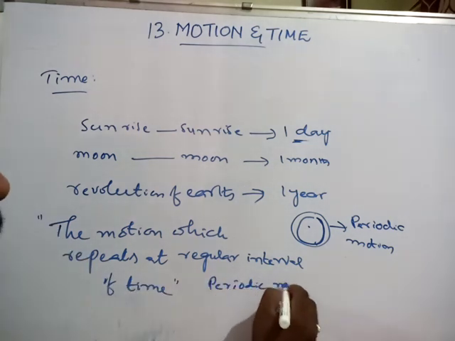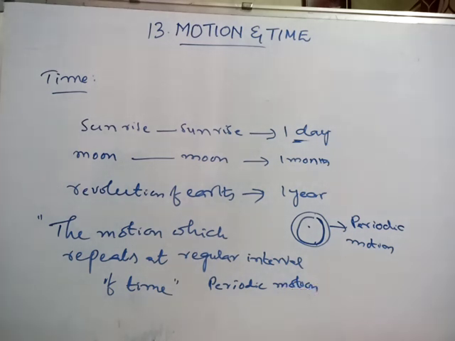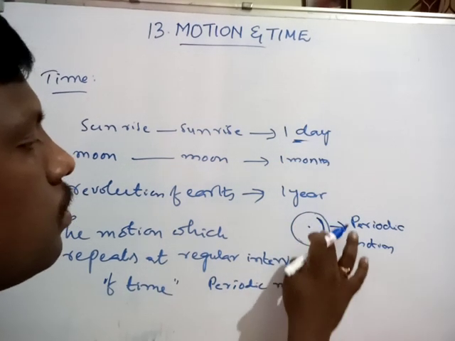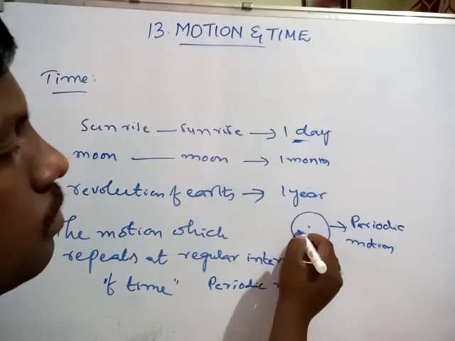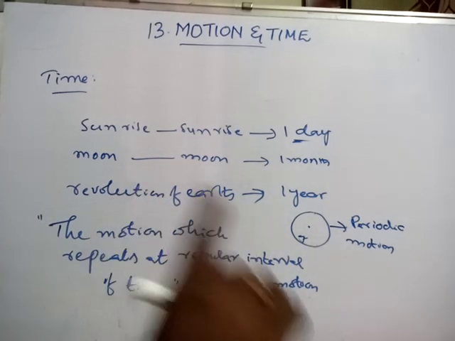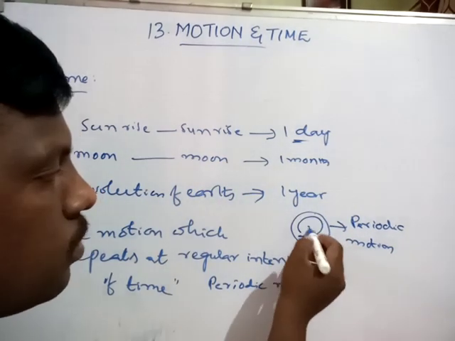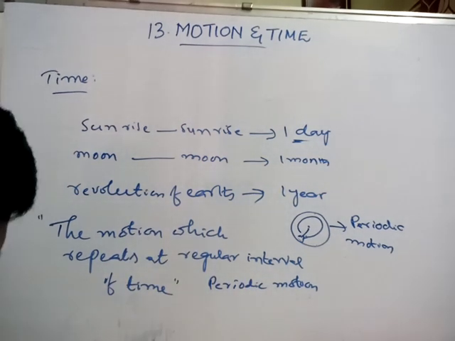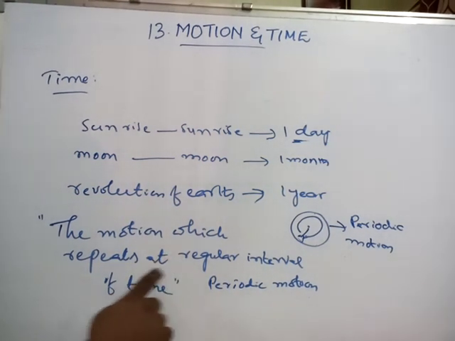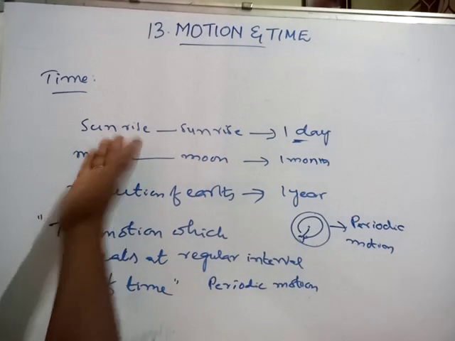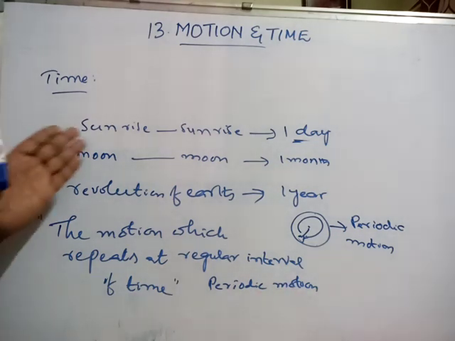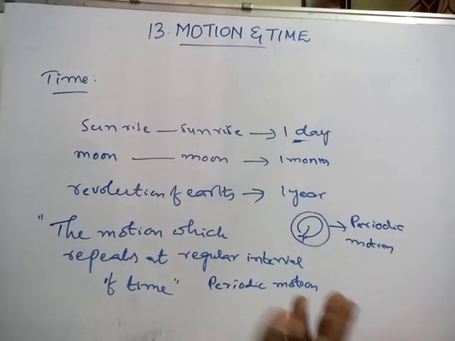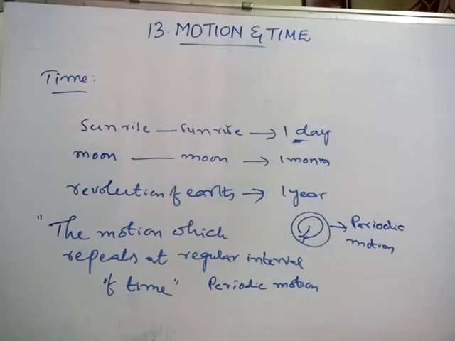Regular interval. For example, as I told you yesterday, if now the time is 7 o'clock, then after 12 hours the hour hand again comes to this point. That is a certain regular interval. So any motion which repeats at regular intervals is called periodic motion. Sunrise also, every day at 6 o'clock we can see sunrise, and again after 24 hours. So that is also one periodic motion. Now we go to oscillatory motion.